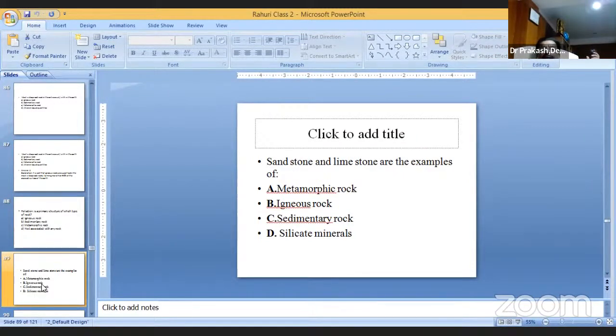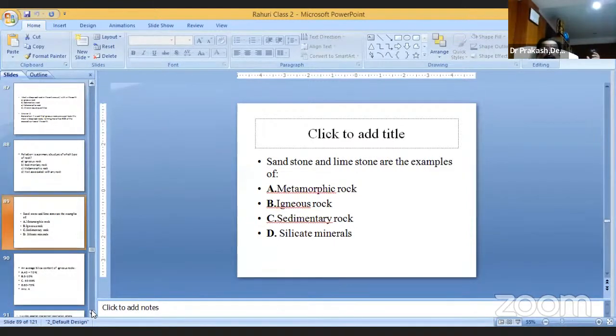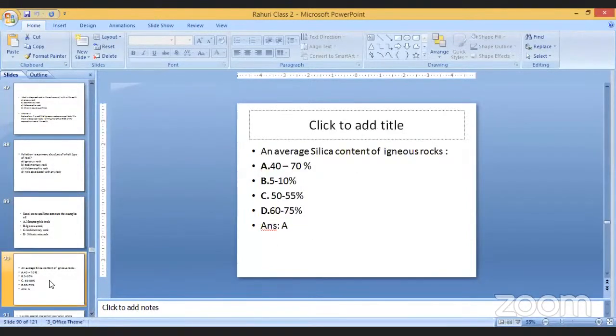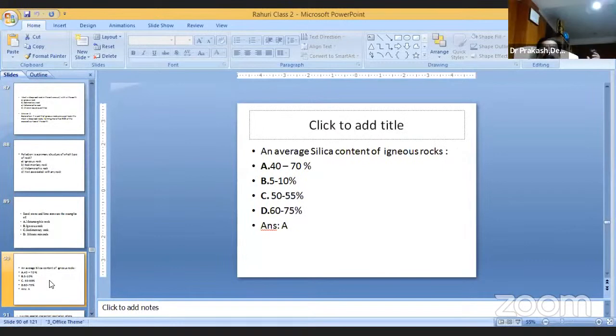Sandstone and limestone are the examples of sedimentary rocks. Sedimentary rock. An average silica content of igneous rocks.